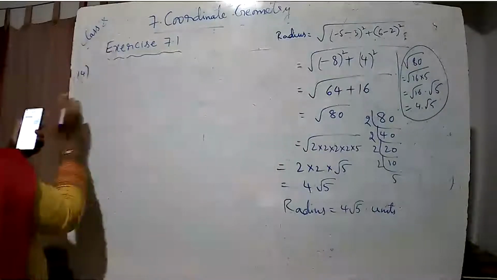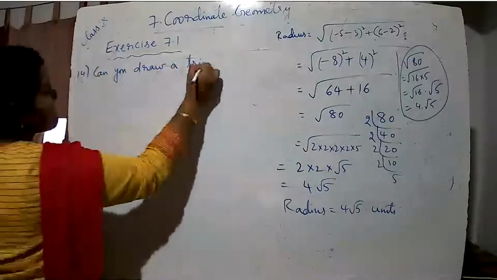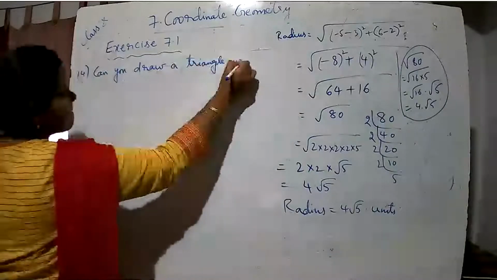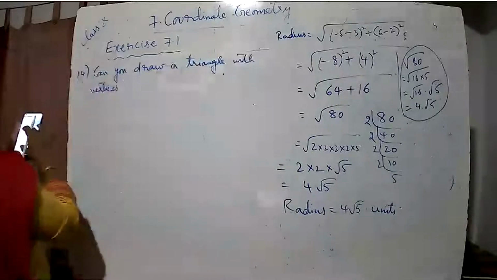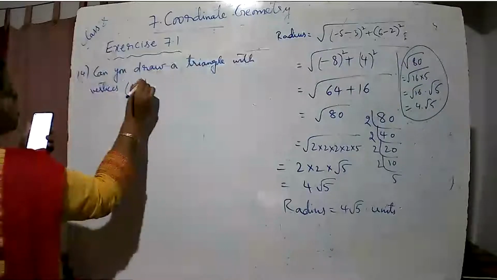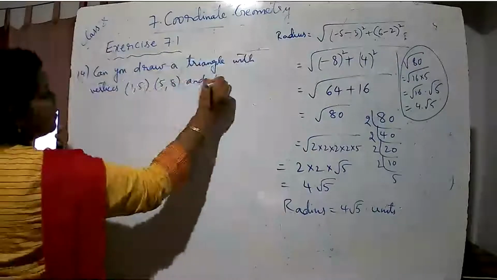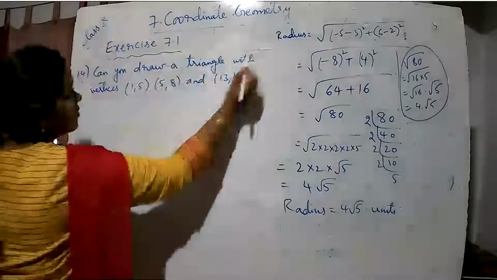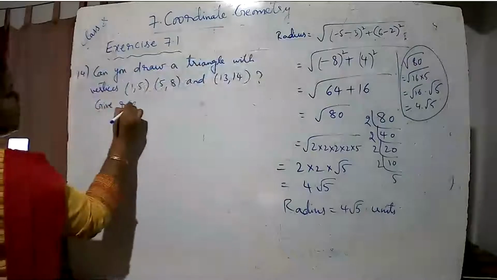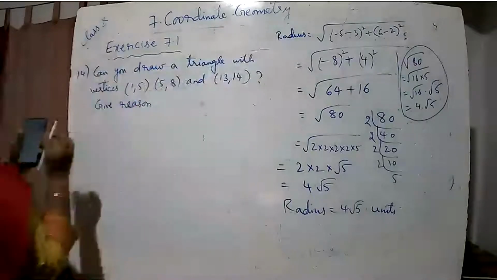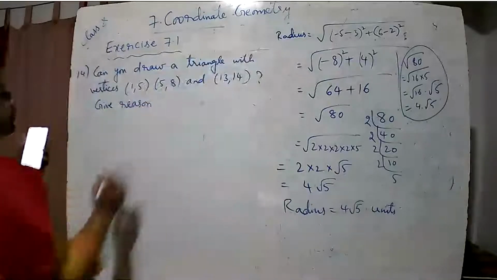Can you draw a triangle with vertices 1, 5, 5, 8 and 13, 14? Give reason. When you copy the vertices points, write them carefully. Don't make mistakes. This is 1, 5, 5, 8, 13, 14.